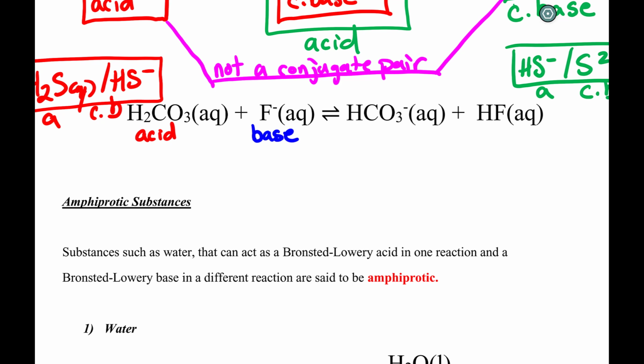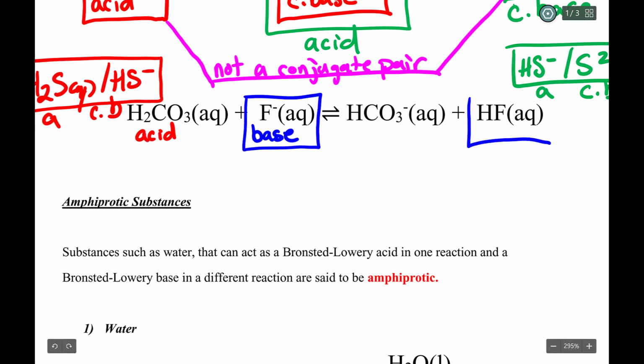Now, the conjugates are the things that look similar but only differ by one proton. So for instance, this looks very, very similar to this. The only difference is that this now has an H, which is an extra proton, and not a negative charge because that proton is positively charged. This is a pair. This is the base, and this is the conjugate acid.